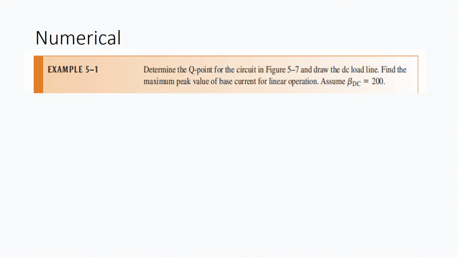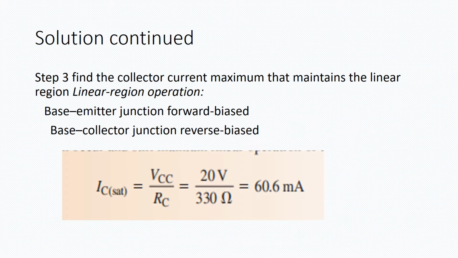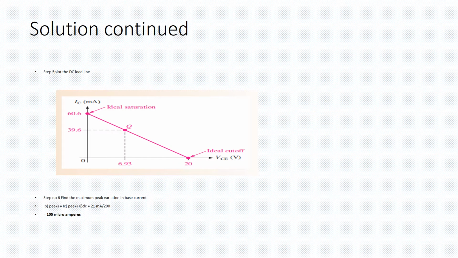So here a circuit will be given and we have to find out the maximum peak value of the base current for linear operation, knowing beta DC and VCE, which is 6.93 volts. So this will be our operating point, and that is shown on the load line here. The base current peak value will be IC peak upon beta DC. So the peak value is 29 milliamperes and the beta value is given to you as 200. So the base peak current is 105 microamperes.